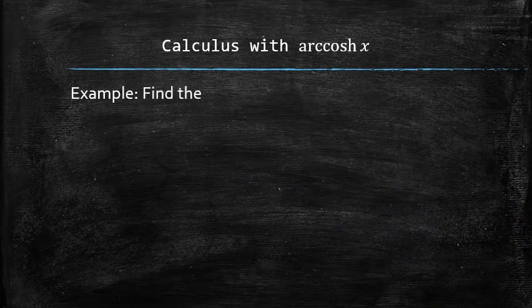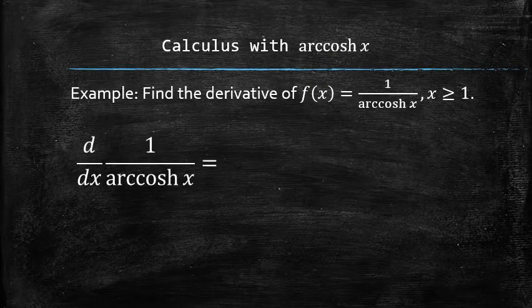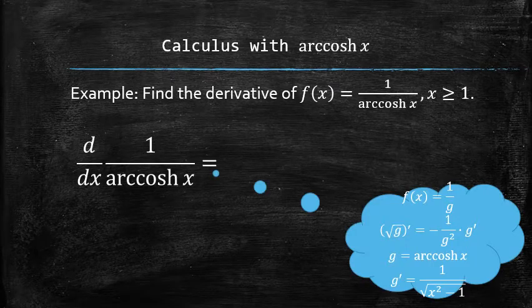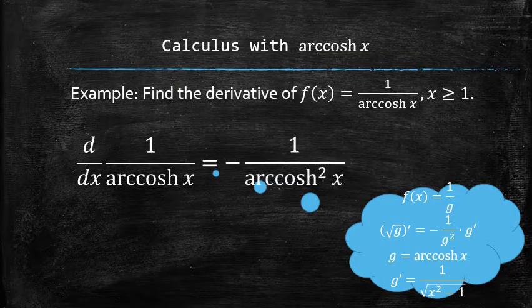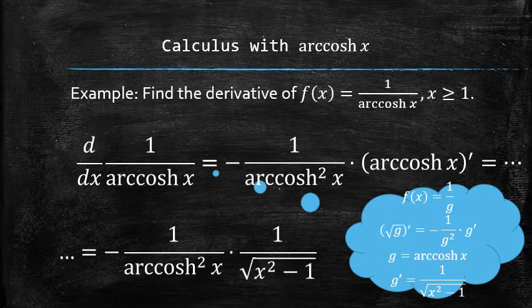Let's, for example, find the derivative of the following function. We start the process by recognizing that we have to find the derivative of a composition of the reciprocal function applied to the hyperbolic arc cosine function, which is equal to the following expression, in which we know how to find all the components. There isn't much to simplify after plugging everything in.